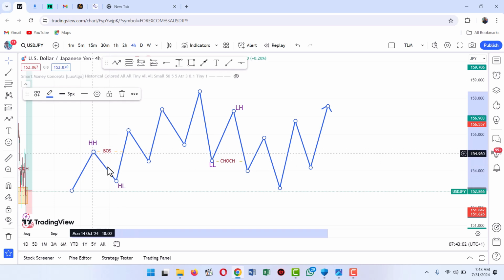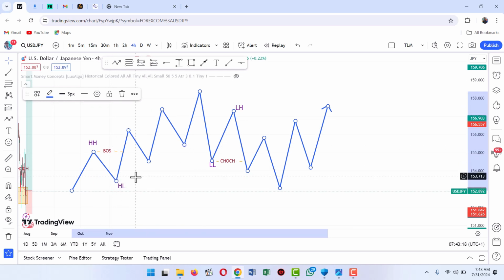Swing highs and swing lows simply mean that swing highs are the highest point price reached, and swing lows are the lowest point price reached. So for example, these are swing highs, swing highs, swing highs. And these are swing lows, swing lows, swing lows.